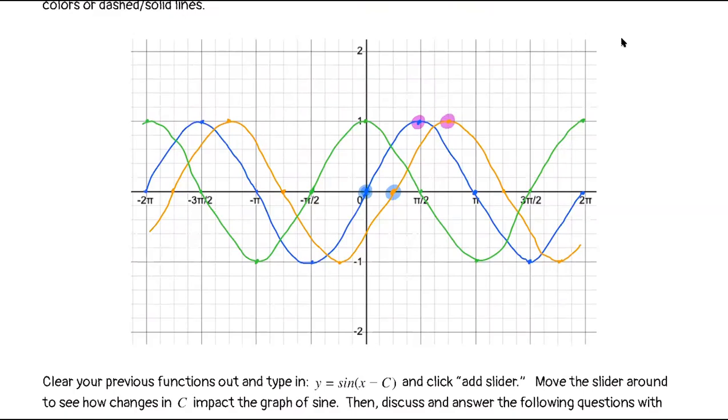So we can see when we look at a couple points that the whole graph slides to the right. And then if we look at the green graph, we can see that that one slides to the left, okay?